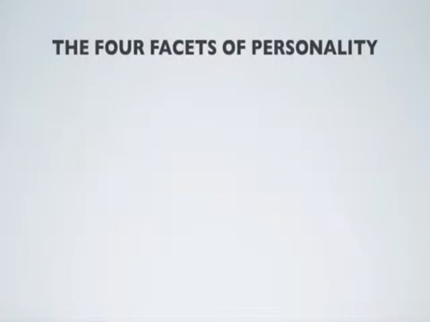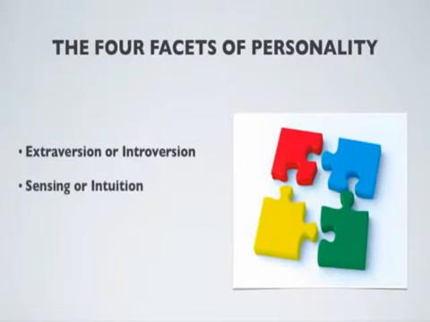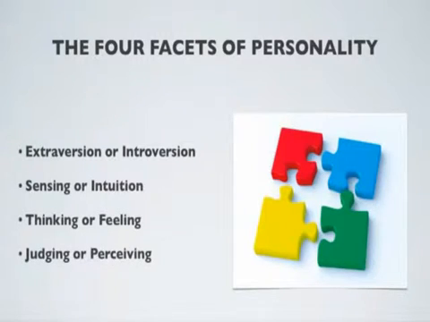Myers-Briggs type is based on 4 facets of personality. For each facet, you must decide which style you prefer out of 2 options. Are you extroverted or introverted? Sensing or intuitive? Thinking or feeling? Judging or perceiving? We'll talk about each facet in depth so that you can better understand where your preferences lie.